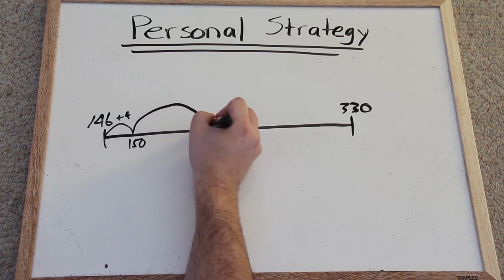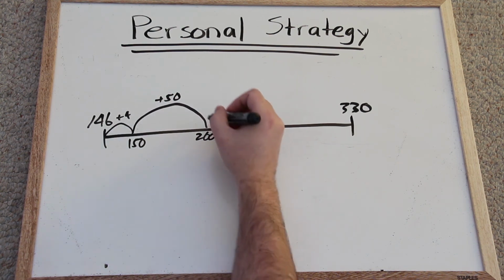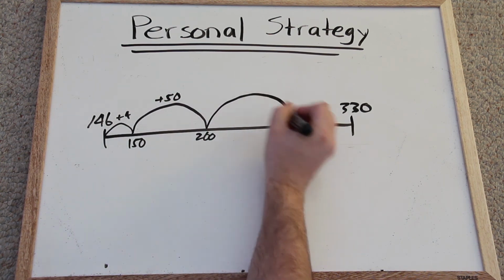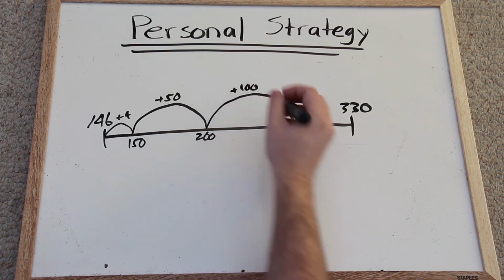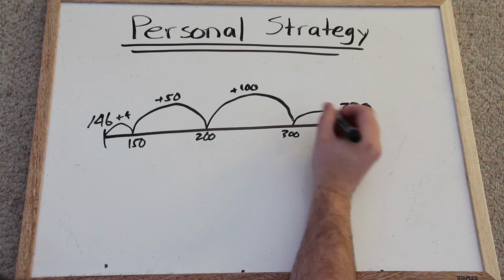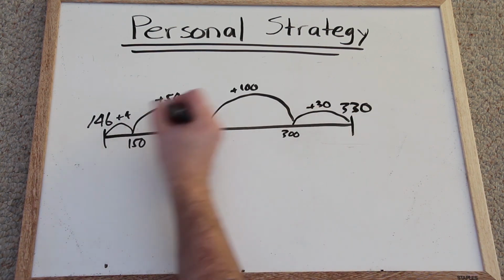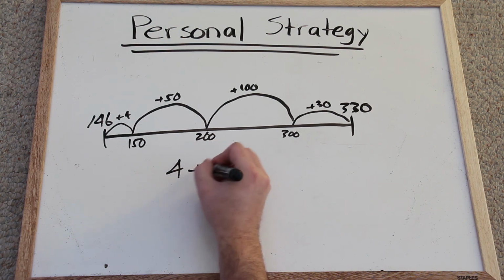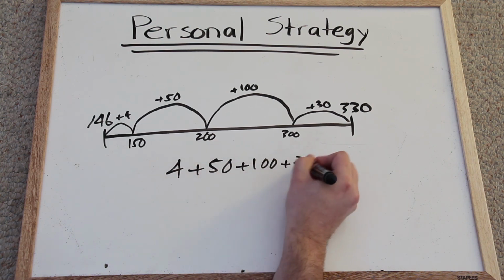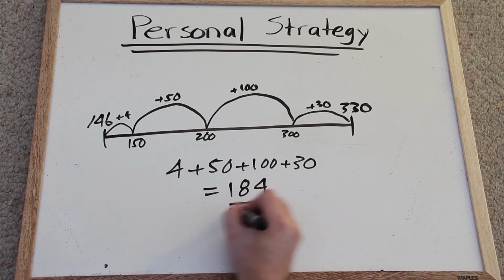And then we jump plus 50 to get to 200. And then we make another jump of plus 100 to get us to 300. And finally, we make a smaller jump of plus 30 to get to 330. So we can add up our top numbers, which is equal to 184, which was our difference.